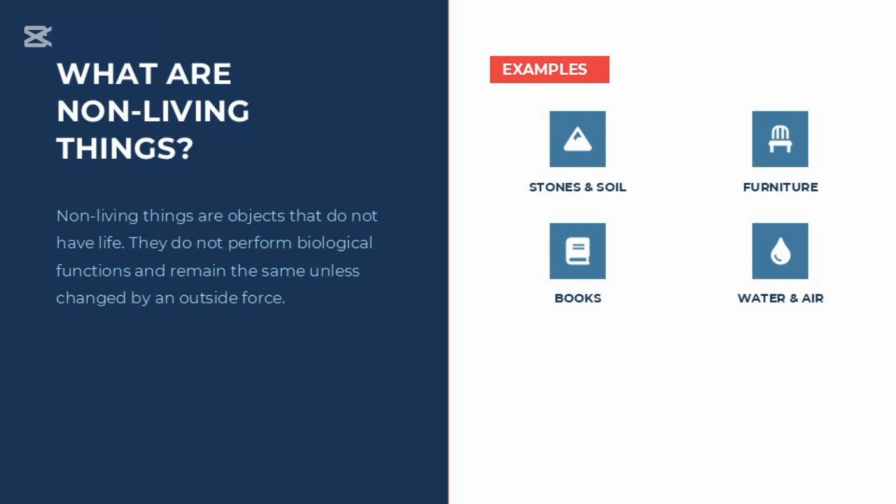They basically stay the same unless something outside forces them to change. For example, water can evaporate or a stone can be broken, but they don't grow or reproduce on their own. Recognizing these objects helps us understand the difference between living and non-living things, which is fundamental in studying the world around us. A rock stays the same size and in the same place forever unless an outside force moves it.